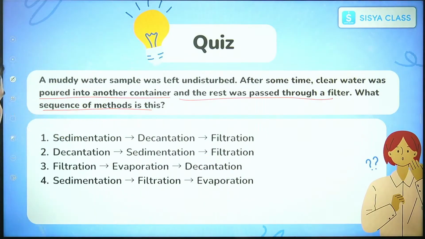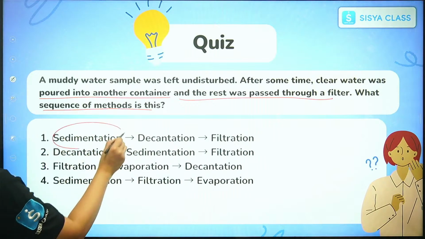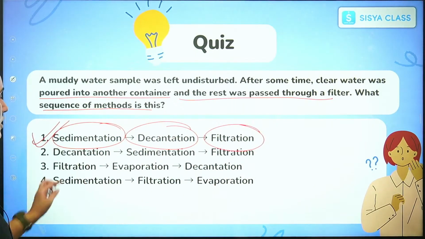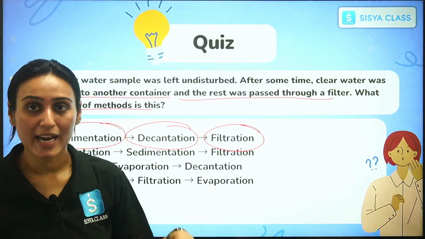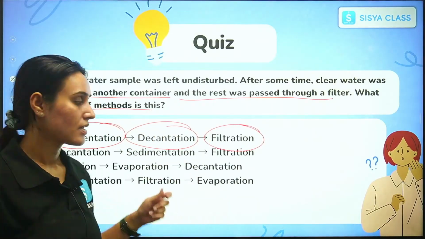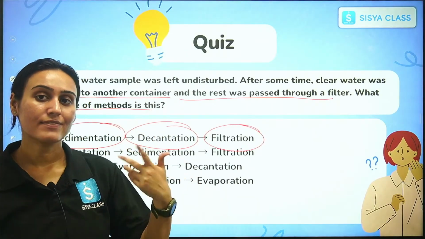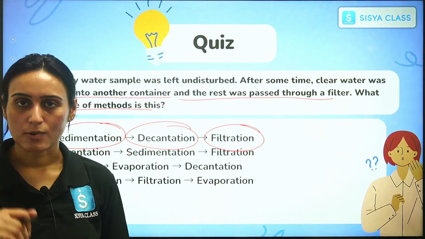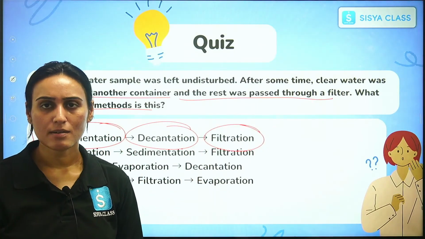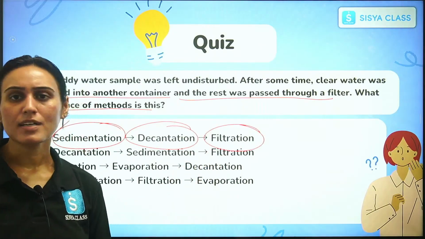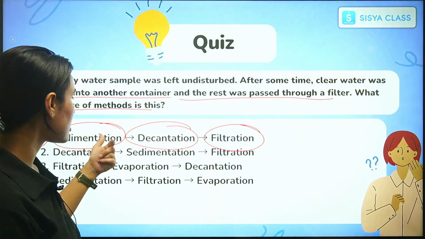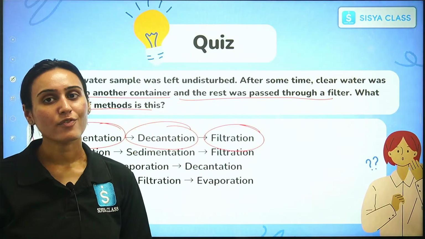So what is the sequence of steps, everyone? First, we have allowed the sand or the soil to settle down, sedimentation. Then we have decanted the excess liquid, decantation, clear liquid. We still see some of the unwanted particles there. We have used a filter paper to remove those unwanted particles also, filtration. So sedimentation, decantation, and finally filtration.